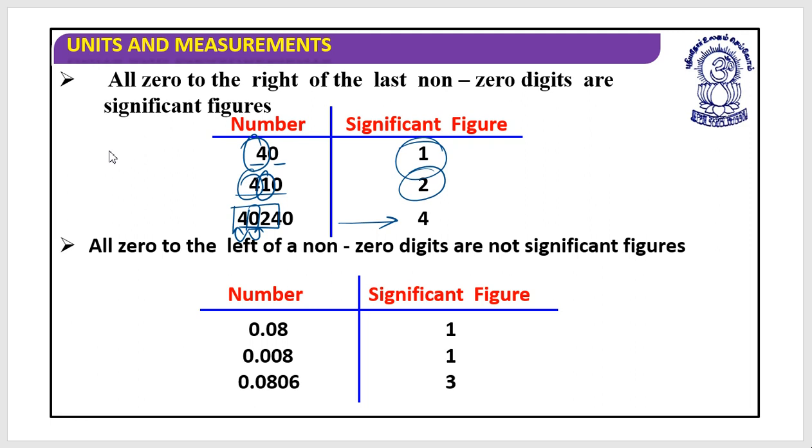All the zeros to the left of a non-zero digit are not significant figures. So if it is 0.08, all the zeros are non-significant, so this is significant. Let's say it is 0.0806, that we have seen previously as well. Then this 0 is significant and 6 is significant, so this number has three significant digits.